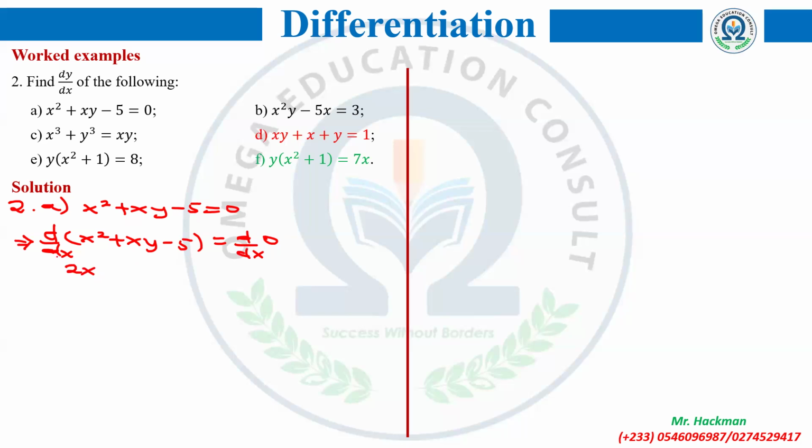Okay, so instead of writing d dx of x squared, d dx of xy, d dx of minus 5, you know we are matured. So we can do that mentally. Okay, so now you come to d dx of xy.